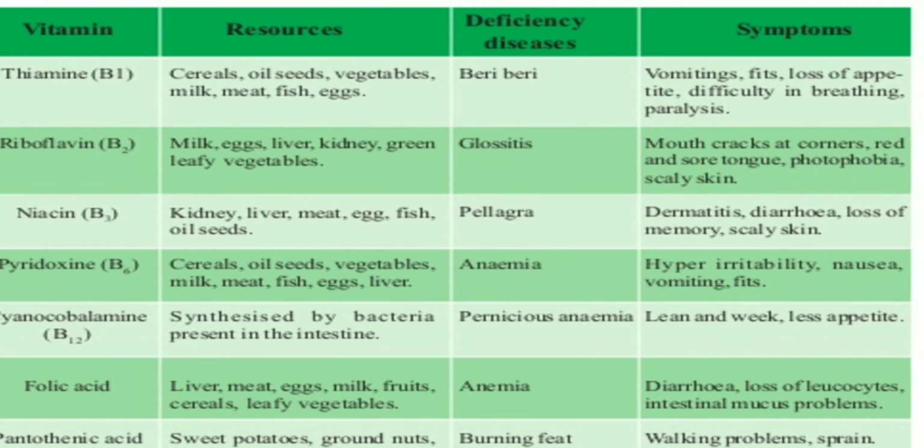Next is folic acid. So folic acid, what are the sources again? Liver, meat, eggs, milk, fruits, cereals, leafy vegetables. Then what is the deficiency disease? That is again anemia. What are the symptoms? Diarrhea, loss of leukocytes, that is WBCs, and intestinal mucus problems.